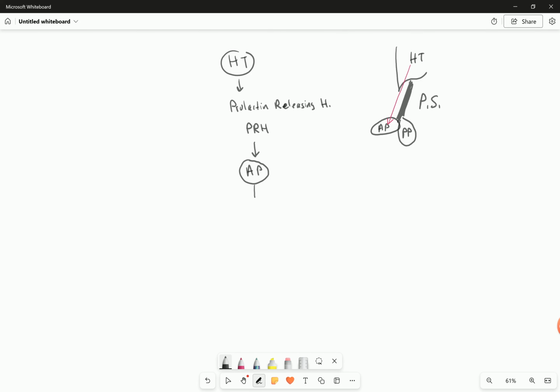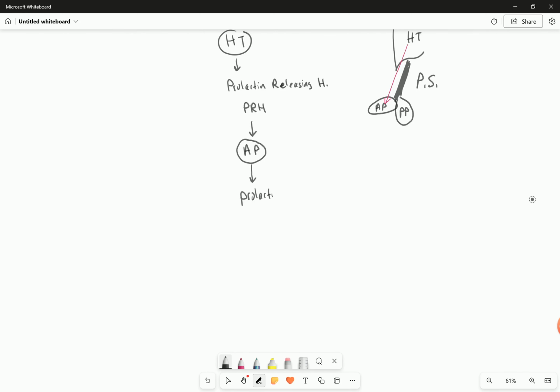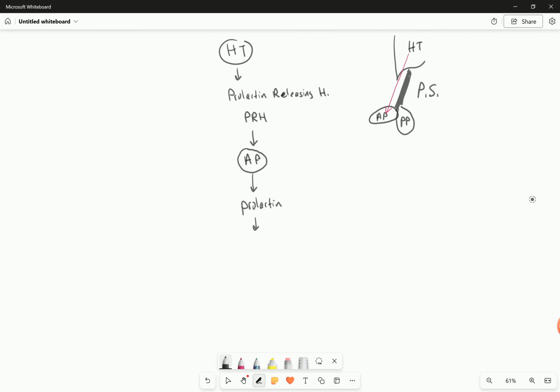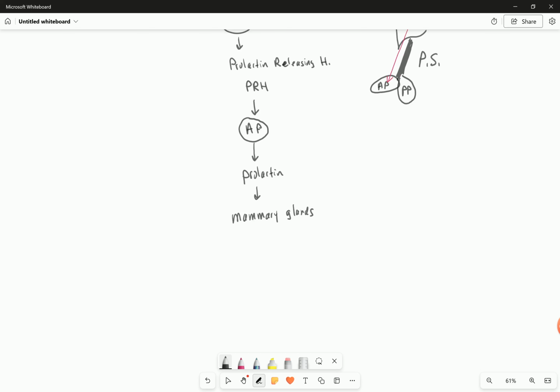Since it's prolactin releasing hormone, what do you think the anterior pituitary is going to release? Well, the answer would be prolactin. And this would go to the mammary glands, which are in the breasts of a female. They are typically activated because of pregnancy. It's unusual to have prolactin do its job if there's no pregnancy involved. So pregnancy happens, 9 months, deliver baby, and then breastfeeding time. That is what prolactin does, and it helps with the synthesis of milk.